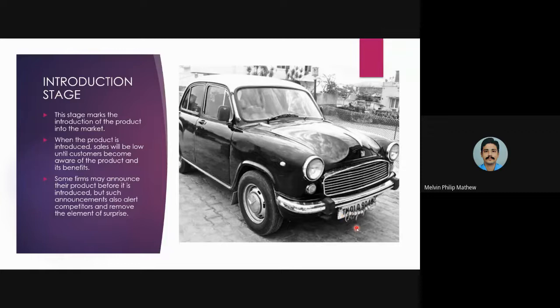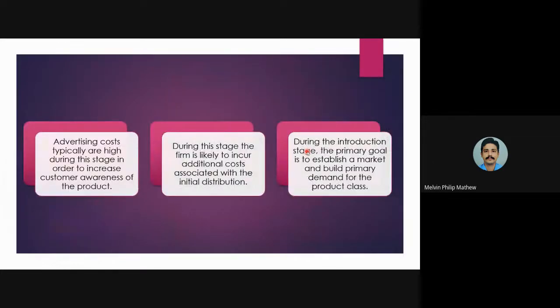A common example is a product that has been used from before and is currently in the decline stage. That is why I have shown the picture. It's an Ambassador car. When it was first released, during the introduction stage, people were not much aware, but it was becoming known. So few people bought these cars. This is the introduction stage. When we discuss each of the stages, you will see how the car has developed. In the introduction stage, the sales are very low, but we are incurring advertising cost.